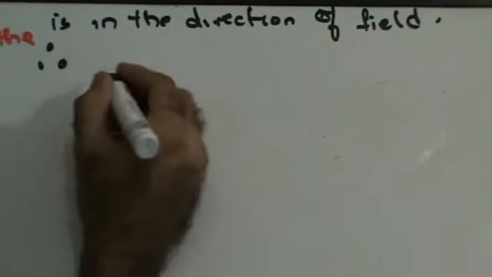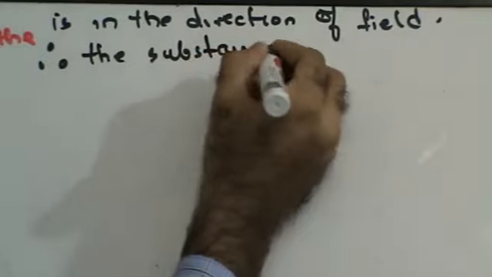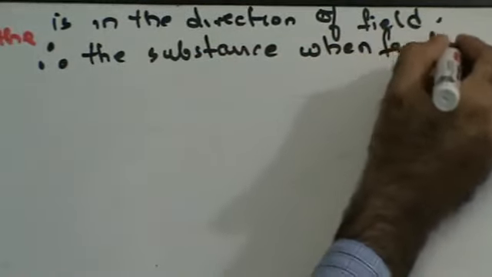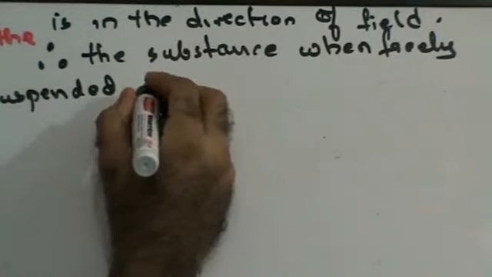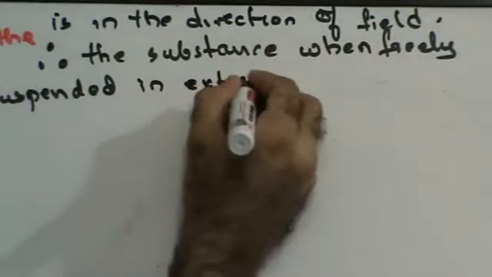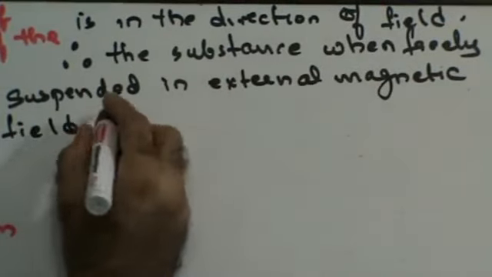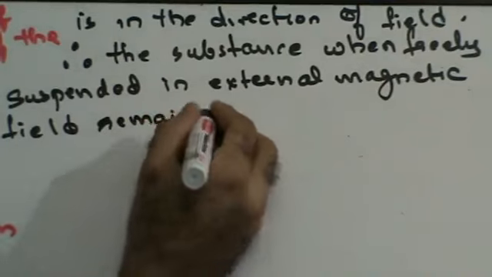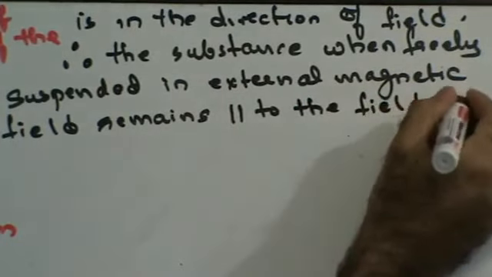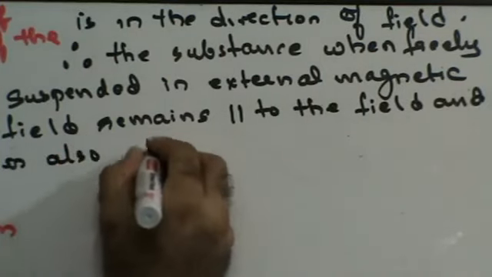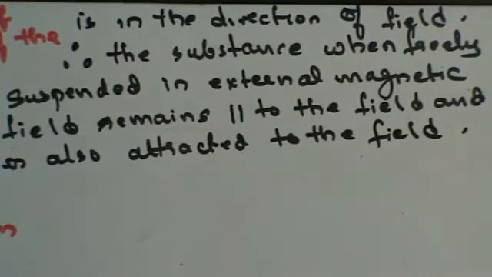So I can say, therefore, the substance when freely suspended in an external magnetic field remains parallel to the field and is also attracted to the field. So those are paramagnetic substances.